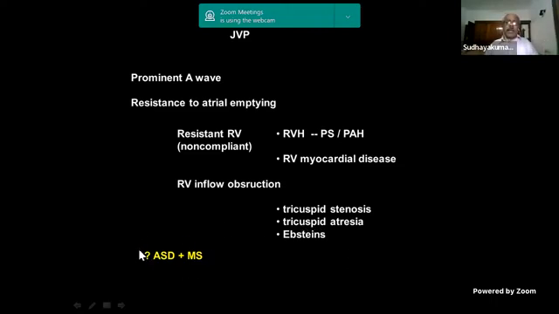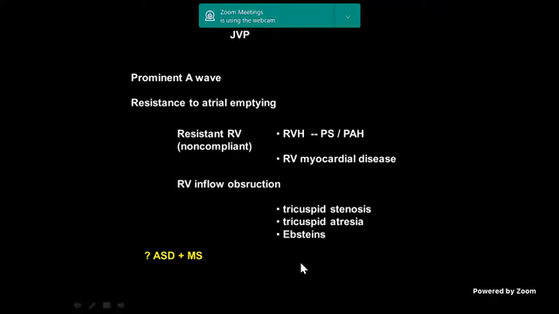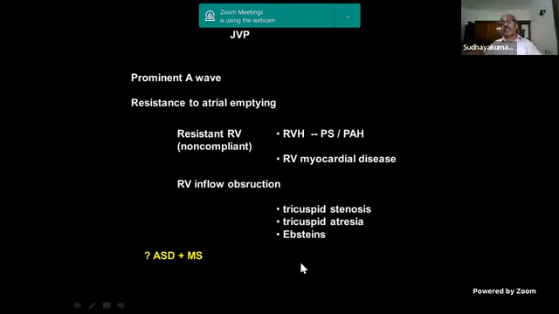I don't know what should be the answer in ASD with MS. Some people may say A wave can occur, but I may not agree because the atrium can empty easily to the right heart. I think we'll get the answer from Dr. Girish and Dr. Sumod. Can you contribute? Sure, sir. A wave in ASD with MS. What will be your teaching? Is it prominent or not prominent?